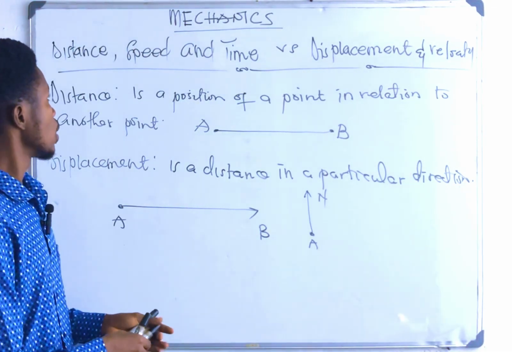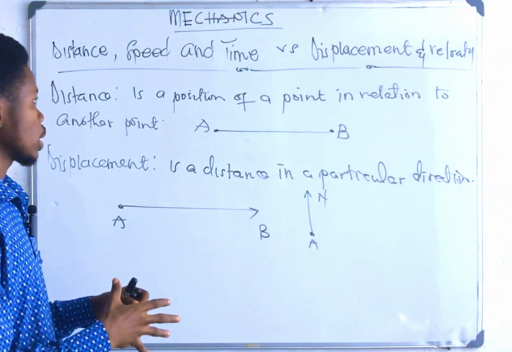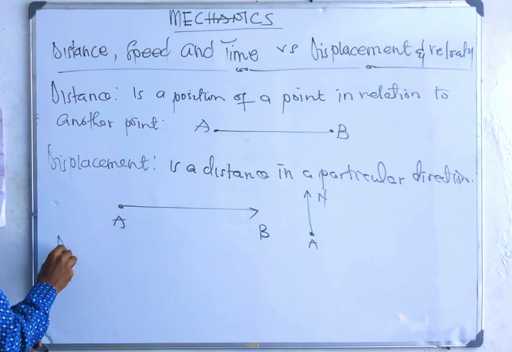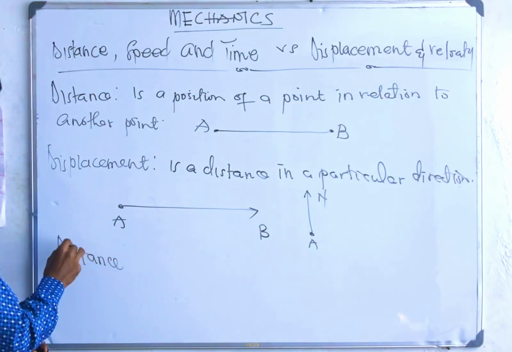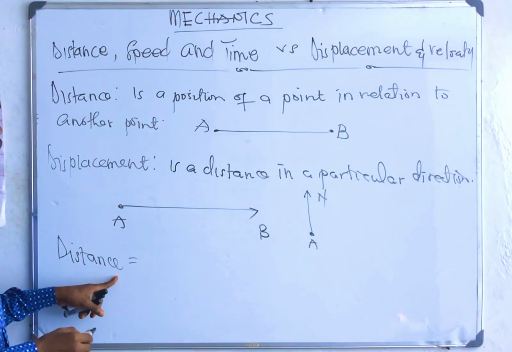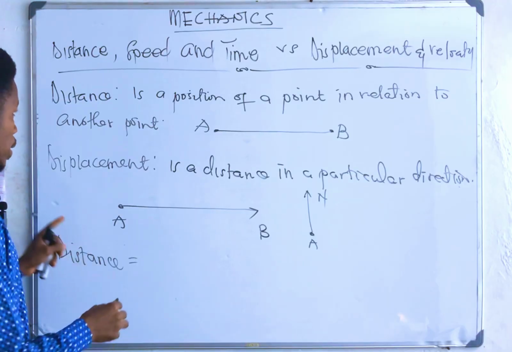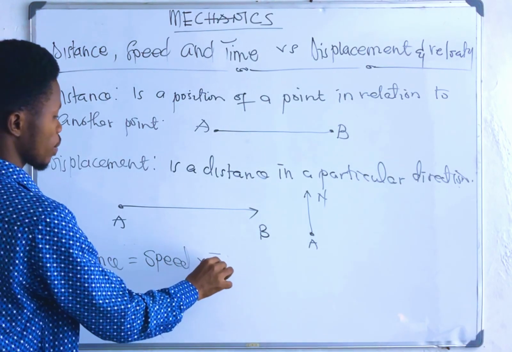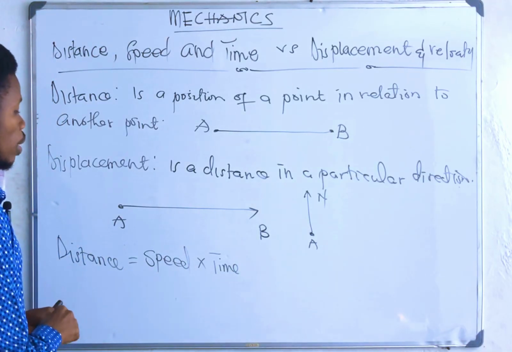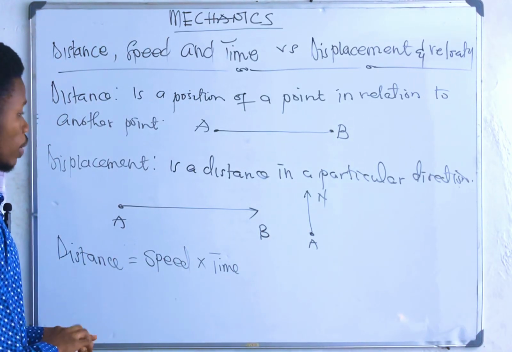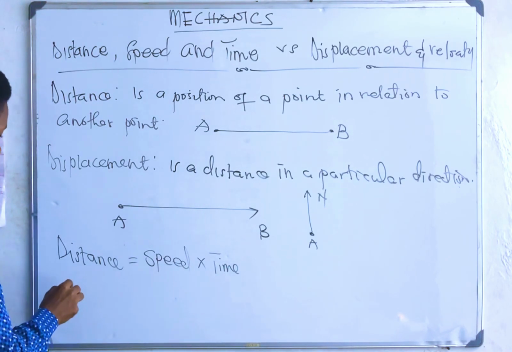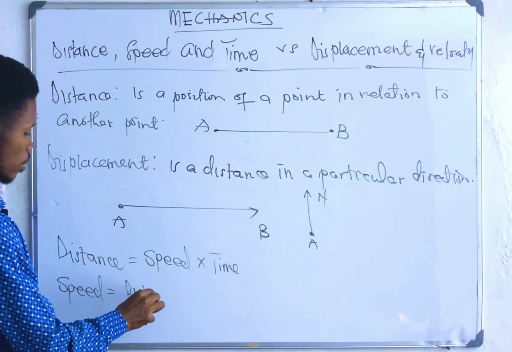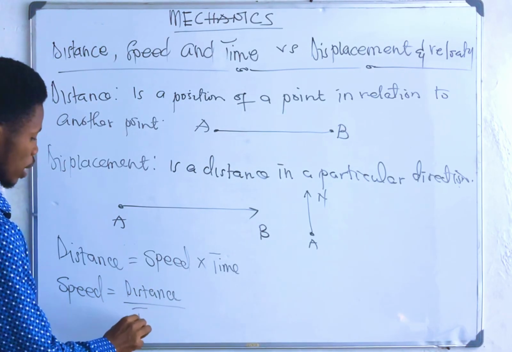Okay, good. Now let's look at the formulas that bind these parameters together. So let's take the distance, for instance. So we have distance equals, now distance is always given as speed times time. Is that okay? So distance is always given as speed times time. So it means that if I want speed, then that will be distance over what? Time.